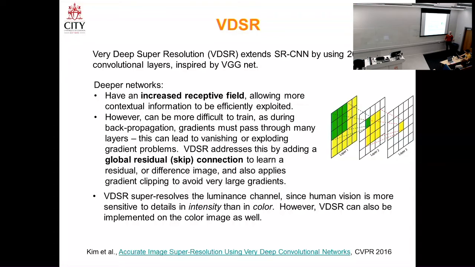So we can make these deep networks, but the thing is, when they get really deep, then you start having problems with training. Okay? You can have these problems called vanishing gradient or exploding gradient. Vanishing gradient is when the gradients just go to 0 and you can't push any gradient back through the network. Exploding gradient is where your gradient just gets huge and your network training becomes unstable. So what VDSR is going to do to deal with this problem is provide a global skip connection. I'll show you that on the next slide. This allows you to learn a residual or a difference image rather than a super resolved image.